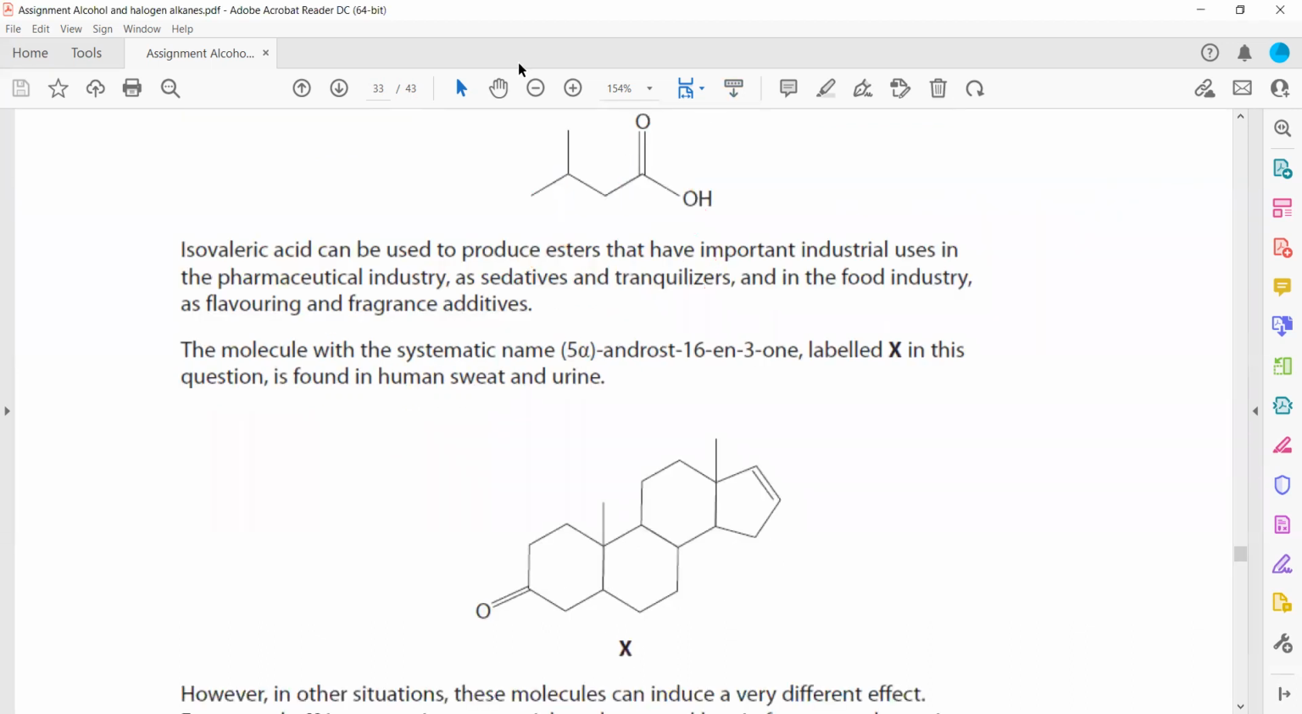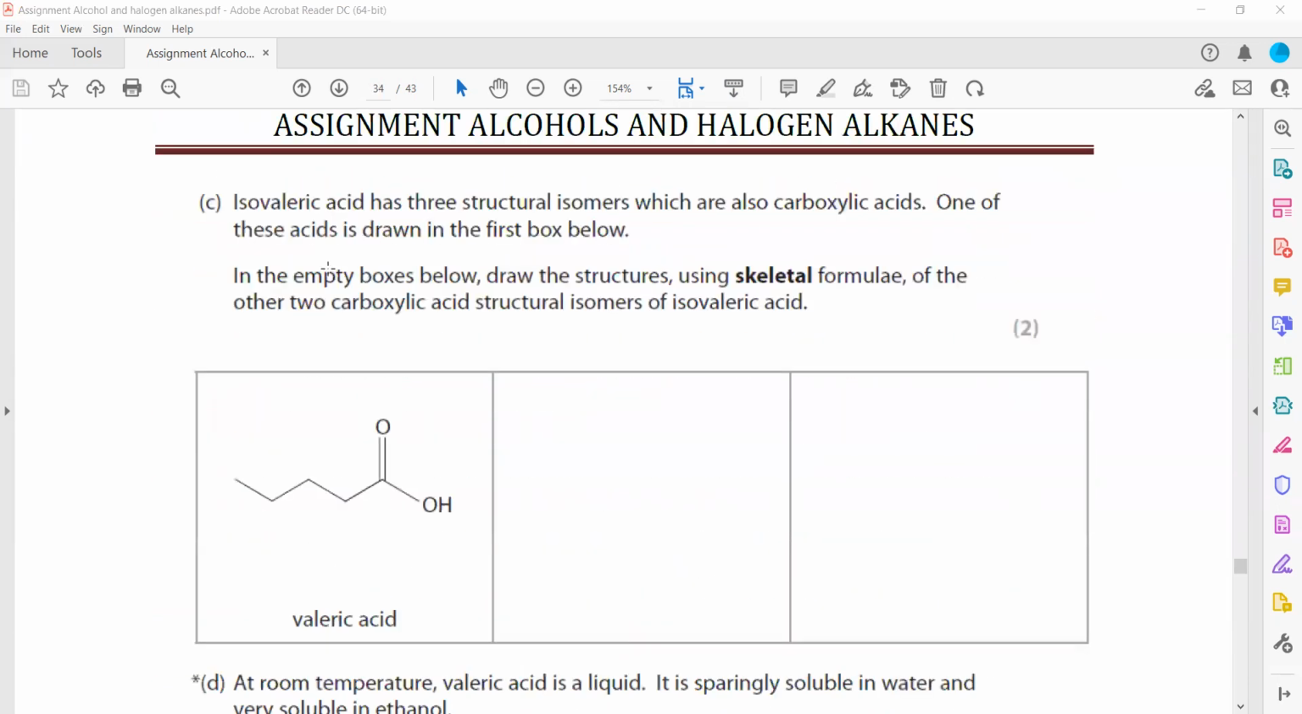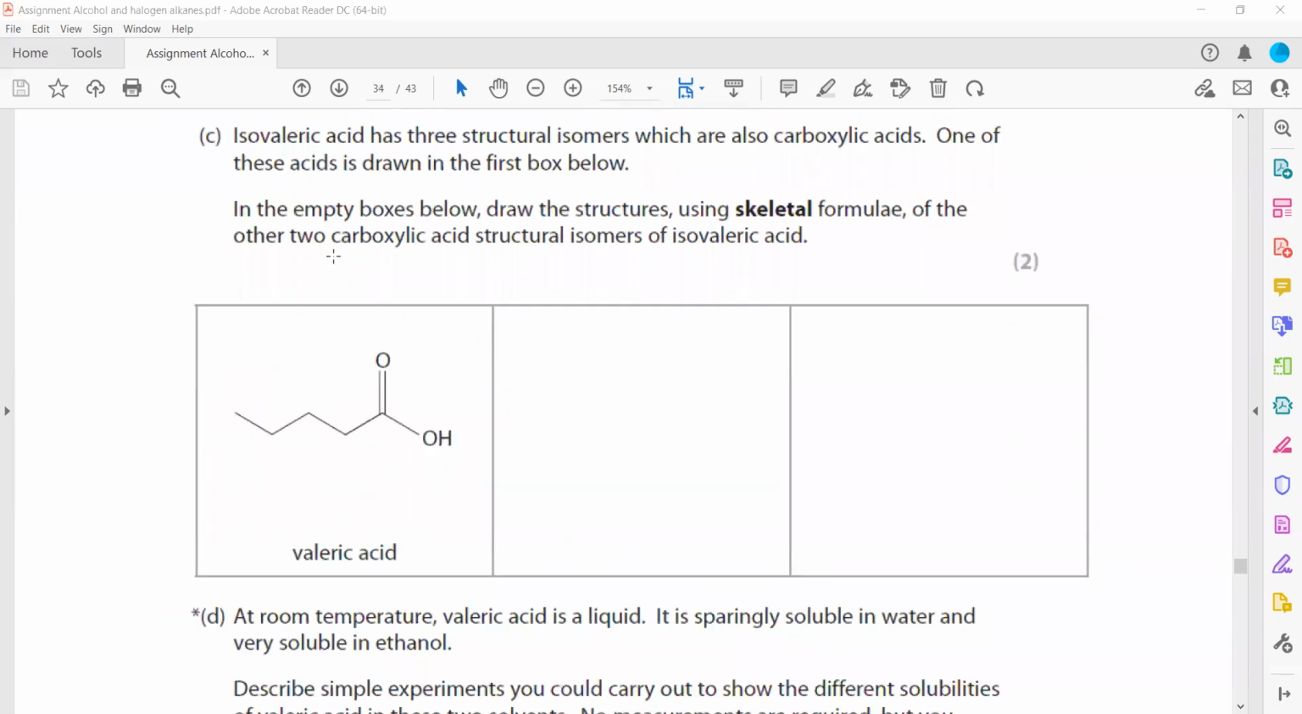Then the next part. Isovaleric acid has three structural isomers which are also carboxylic acids. One of these acids is drawn in the box. We have to draw, in the empty space, the skeletal formula of the other two structural isomers. Structural isomer means we can just change the structure. Look, this part won't change. That will remain as it is. So the only thing which can change is that we can make branches.